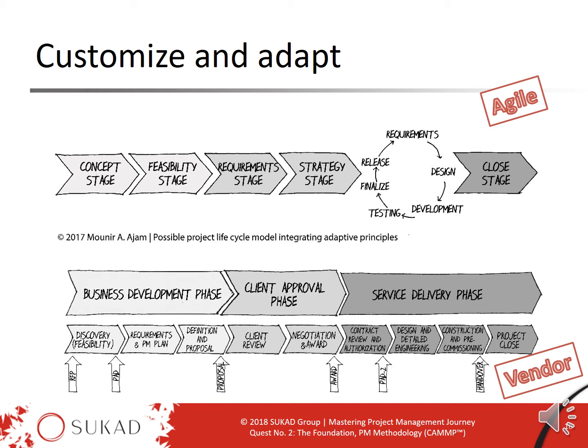Now the bottom picture is one for a vendor, and in this case it's quite different because we are showing a vendor project could be designed into 3 phases, which is a business development phase, a client approval phase, and the service delivery phase, of course, if the vendor wins the contract. I'm not going to go into detail. Feel free to read further on this topic in our resources.